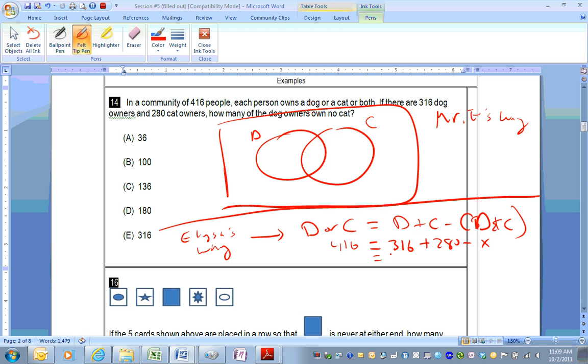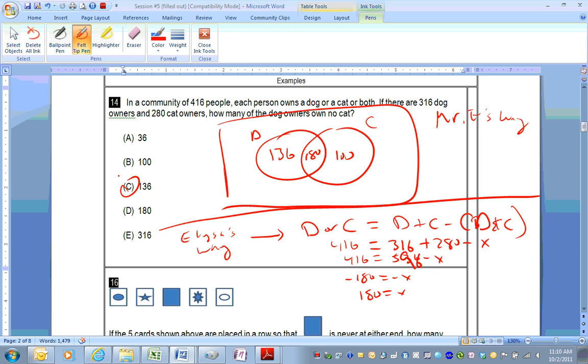So you work it all out, that's 596 minus X equals 416. Negative 180 equals negative X. So the middle's 180. So if the middle's 180, then of course we know this has to be 136, and this has to be 100. And does all that add up to 416? It will. And so we go C.